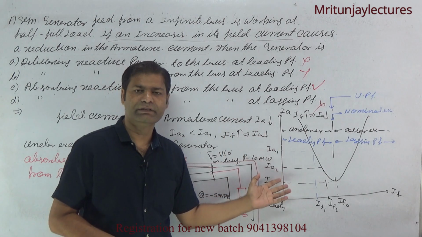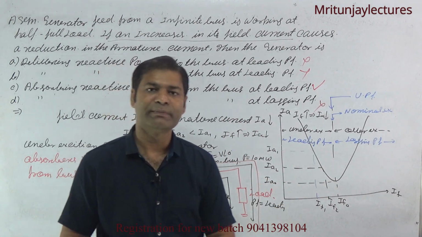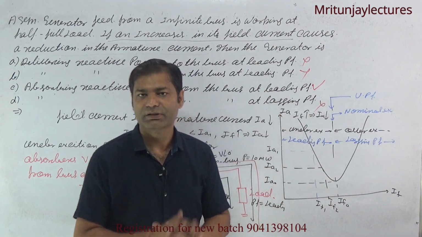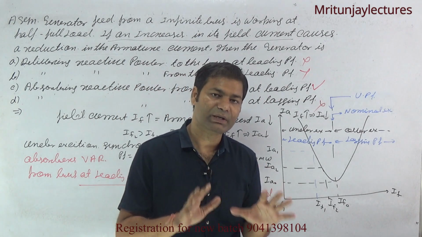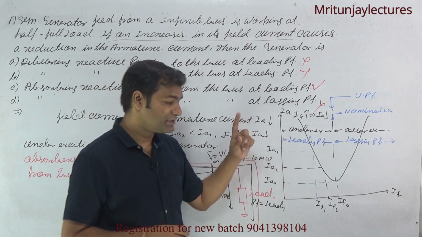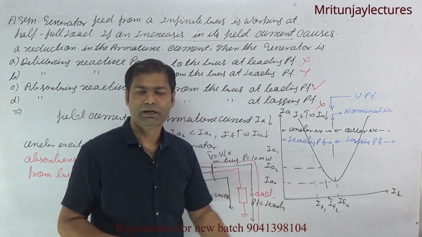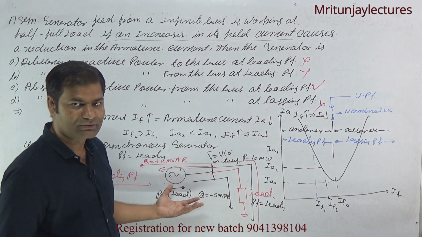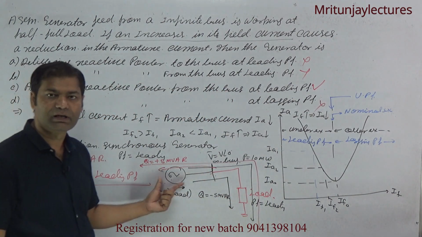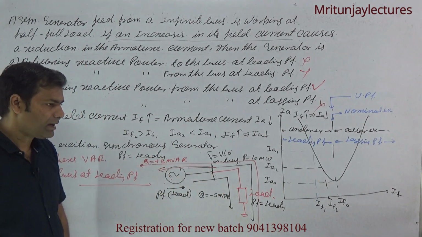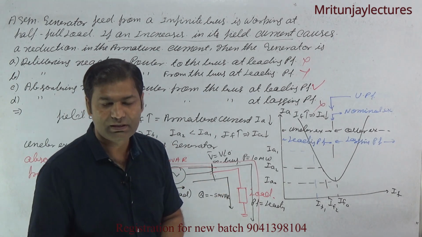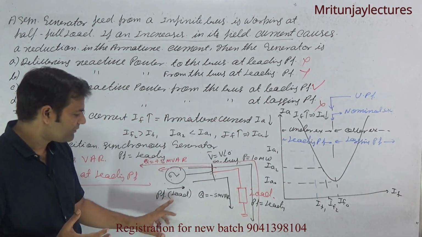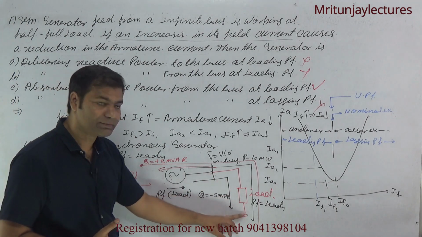Why? According to the question, the field current increases, but what about the armature current? It decreases. In which region? During under excitation, the field current increases but the armature current decreases. So in the synchronous generator, that is leading power factor, and leading power factor means Q is negative.